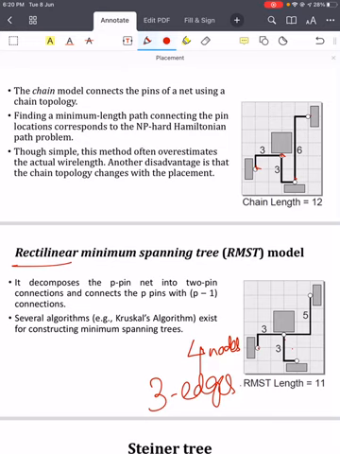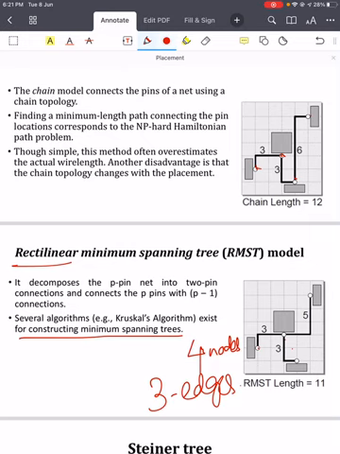So from all the options of spanning trees, we have to find out the minimum spanning tree, the rectilinear minimum spanning tree, and there are different algorithms in graph theory. I hope some of you know the names. One is called Kruskal's algorithm. Okay, one example of those types of algorithms which can be used for constructing the minimum spanning tree.